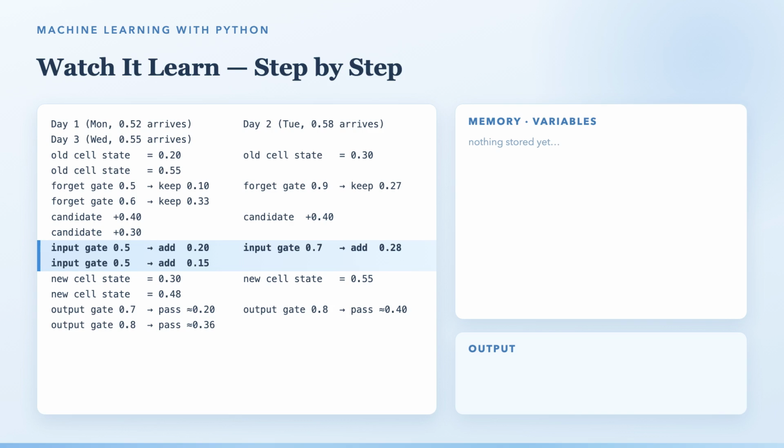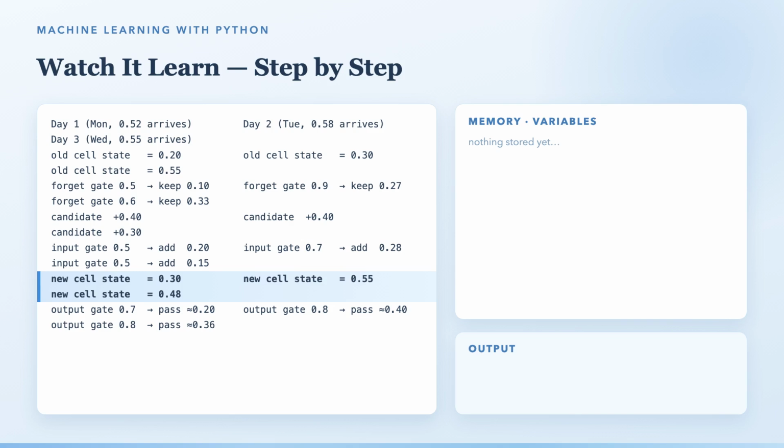when they should. If any of this felt quick, that's alright. We'll watch the real training in a moment. Slowly, read these numbers with me. Gently. On day 1, Monday's value 0.52 arrives. The old cell state is 0.20. The forget gate is 0.5. So we keep 0.10. The candidate offers plus 0.40.